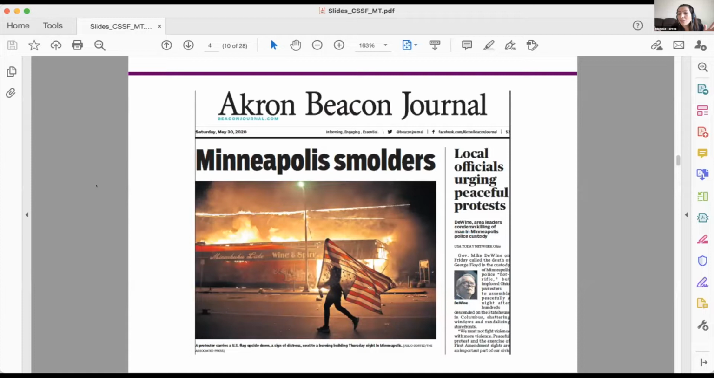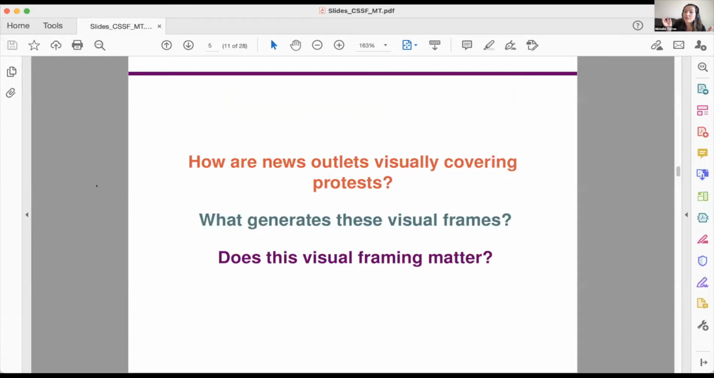So I am interested in analyzing that variance, first of all understanding what kind of content news outlets are using to cover protests, and in the end whether this visual framing matters for the way in which citizens are digesting information and forming their attitudes and opinions towards social movements.